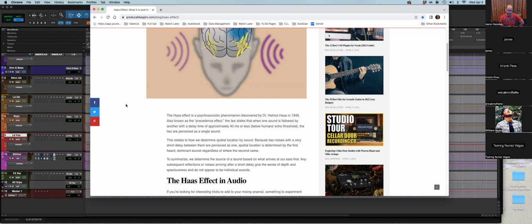This relates to how we determine spatial location by sound because two noises with a very short delay between them are perceived as one. Spatial location is determined by the first heard dominant sound regardless of where the second one came from. To summarize, we determine the source of the sound based on what arrives to our ears first. Any subsequent reflections or noise arriving after a short delay give the sense of depth and spaciousness and do not appear as individual sounds as long as it's within that 40 milliseconds.